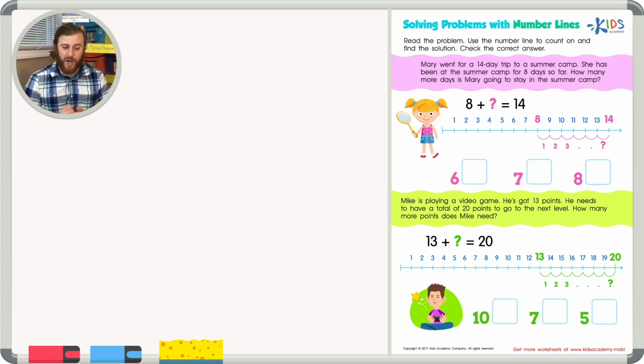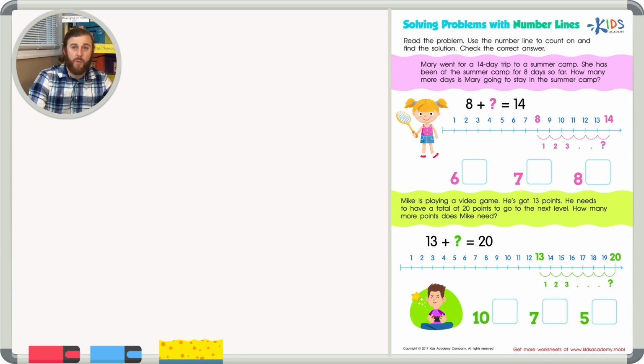Solving problems with number lines. Read the problem, use the number line to count on and find the solution. Check the correct answer. Problem 1. Mary went on a 14-day trip to a summer camp. She has been at the summer camp for 8 days. How many more days is Mary going to stay at the summer camp?